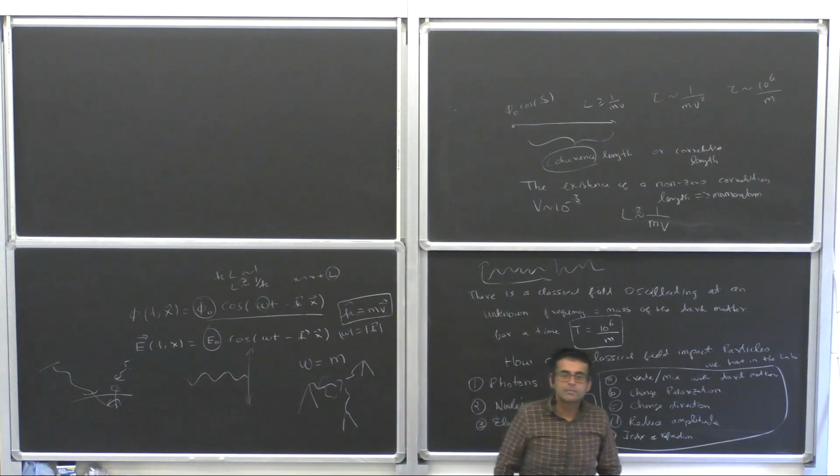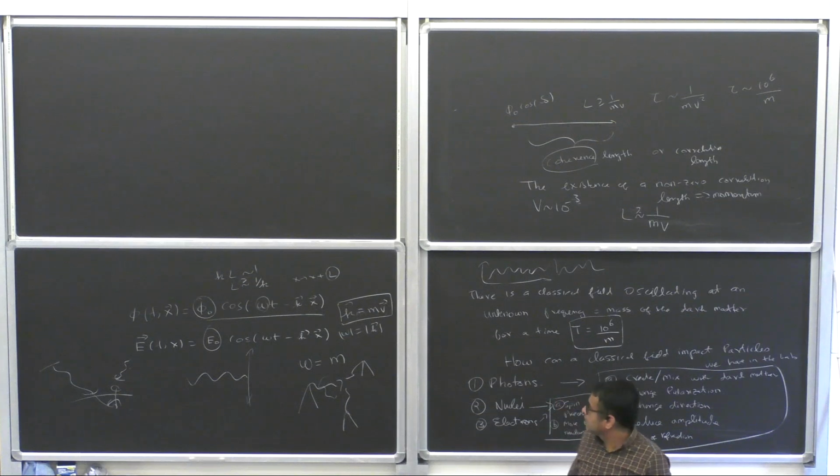When you wrote absolute value of omega equals absolute value of k, you did not mean for the massive dark matter, you meant for the photon. Yeah. Yeah. That's right. Yeah.